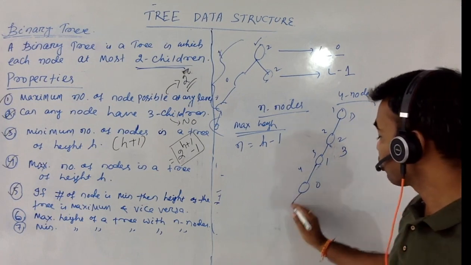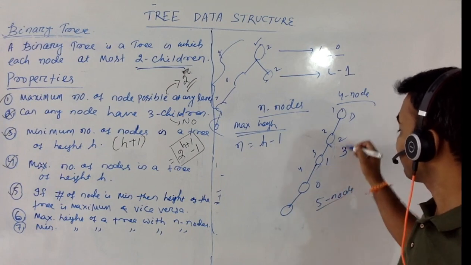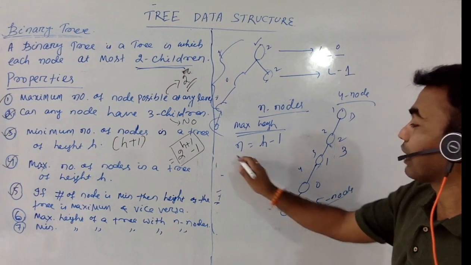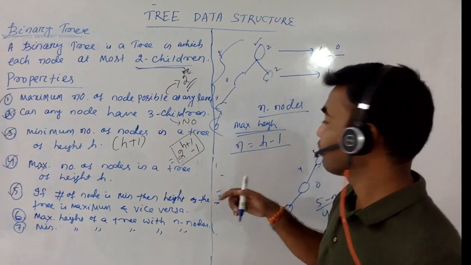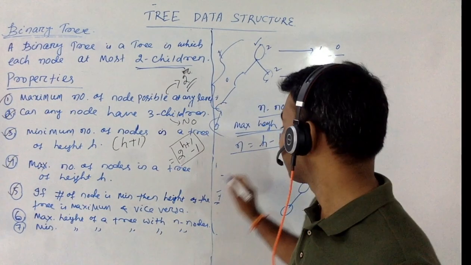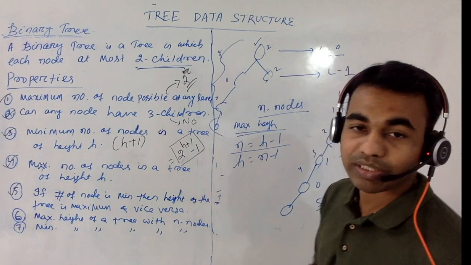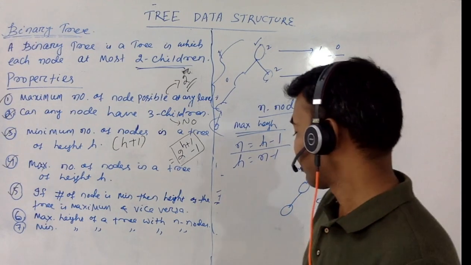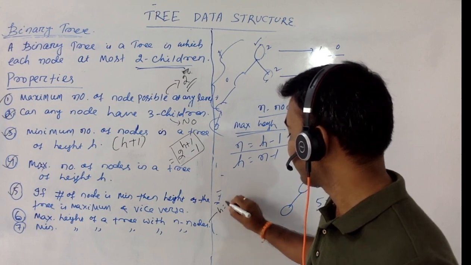If I add one more node, which is the 5th node, then what is the height? Height just incremented by 1, so it is going to be 4. So that's why this is the formula: n equal to h plus 1. Then what is the height? We are asked what is the maximum height of the tree. Then height you can compute as h equal to n minus 1. Okay, so this is how the height can be computed. So the maximum height with n nodes is h equal to n minus 1.